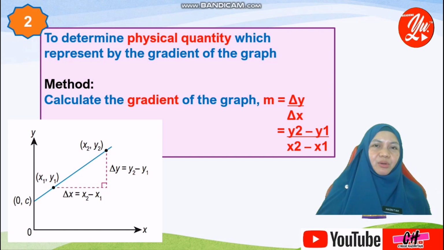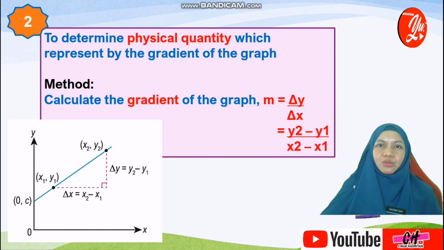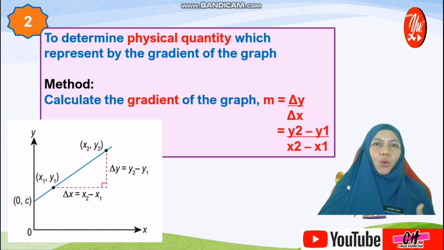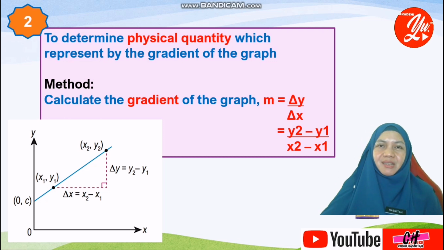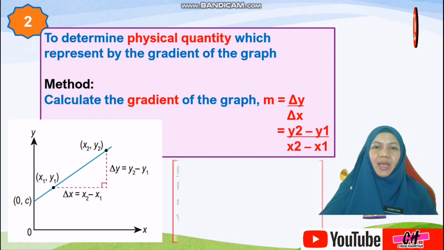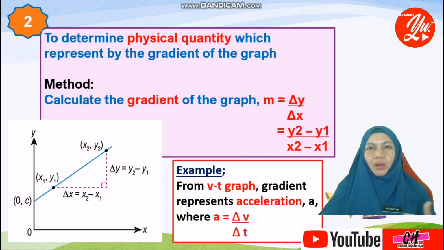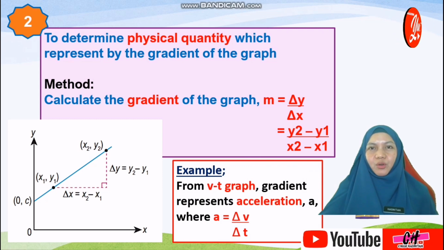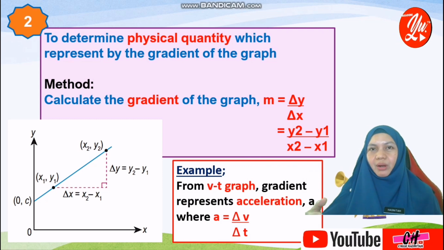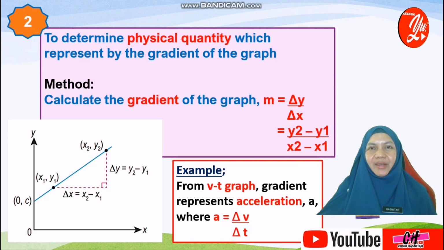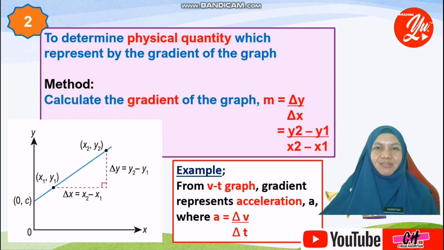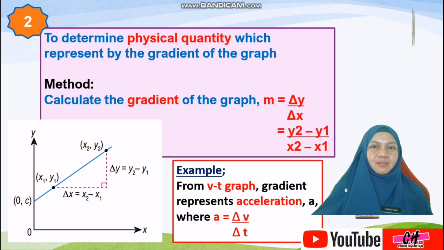Okay, let's take a look at an example of how to determine the physical quantity represented by the gradient. For example, you are given a velocity-time graph. In this graph, the gradient will represent acceleration, where acceleration is velocity divided by time.